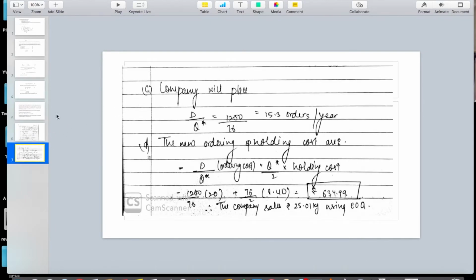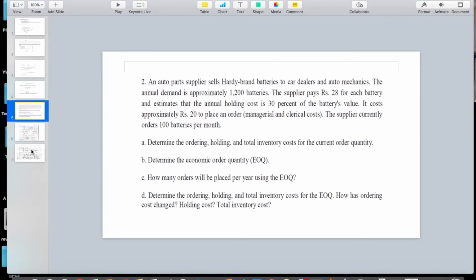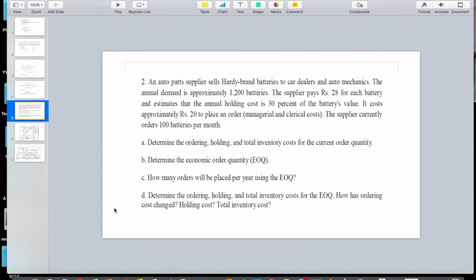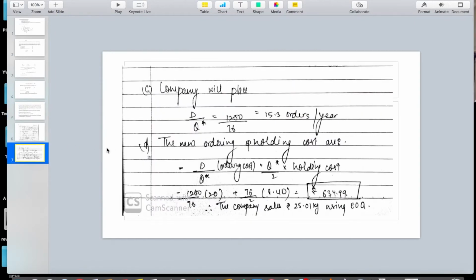Now to calculate how many orders the company will place, we calculate D by Q star equal to 1200 by 76, equal to 15.8 orders per year. And finally, to determine the ordering, holding, and total inventory costs for the EOQ, we use D by Q star into ordering cost plus Q star by 2 into holding cost. So simplifying everything, we get rupees 634.99. Therefore, the company saves rupees 25.01 using EOQ.